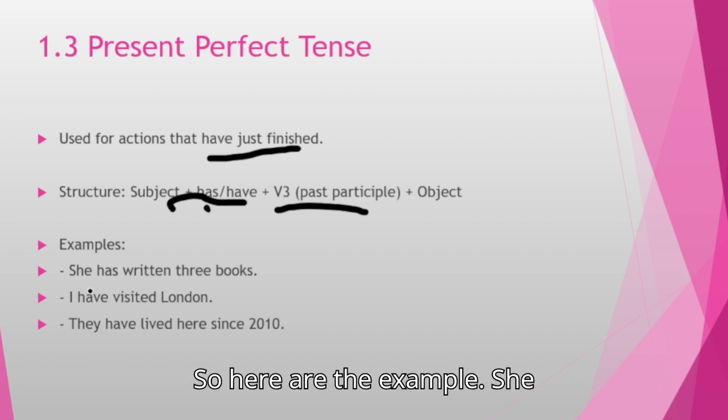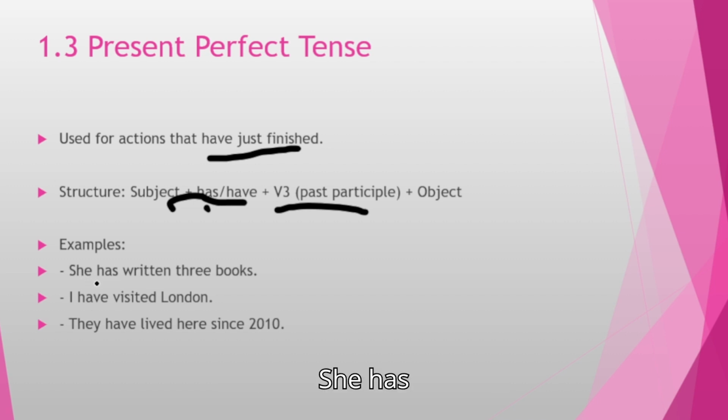So here are the examples. She has written 3 books. She has written, verb's third form. I have visited London. They have lived here since 2010.